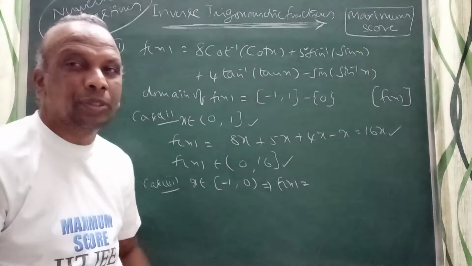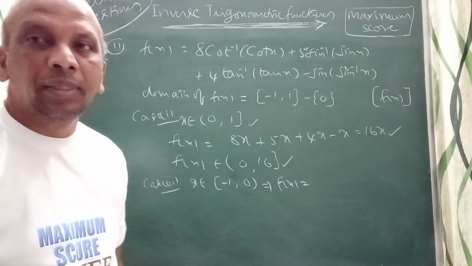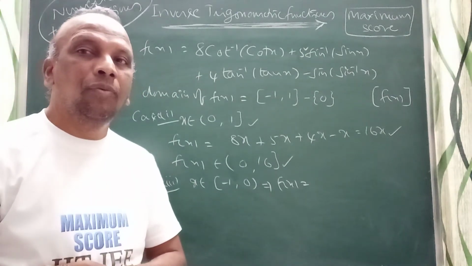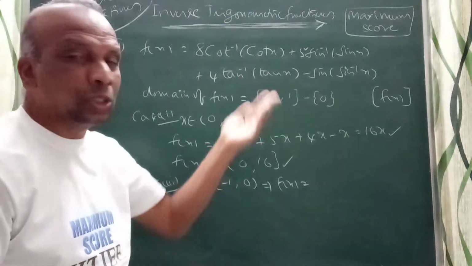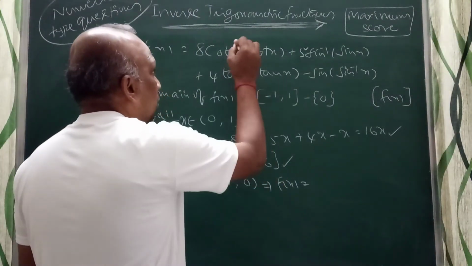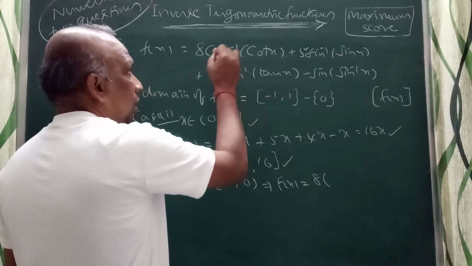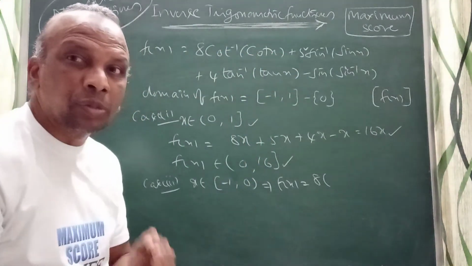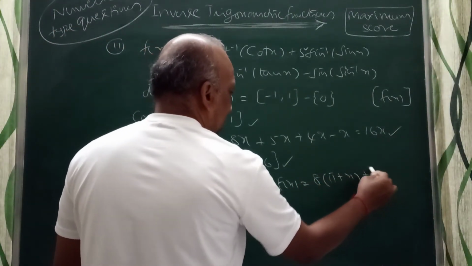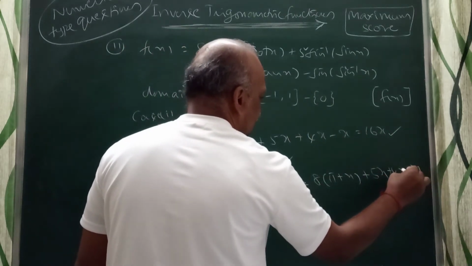Cot inverse of cot x means I should replace cot of x with cot of pi plus x. Cot of pi plus x will be correct. Cot of pi plus x, you will get the same thing, cot x. So since it is minus 1 comma 0, this will become 8 into cot inverse of cot of pi plus x. So it gives pi plus x.